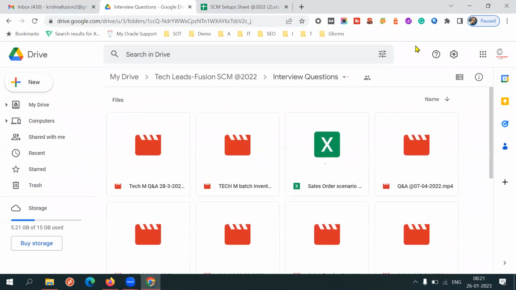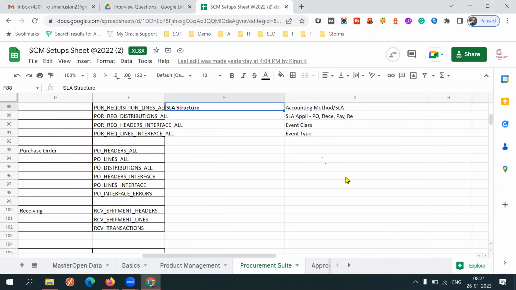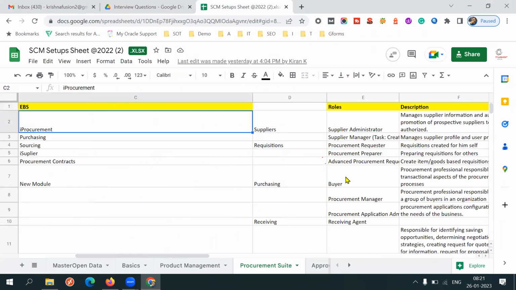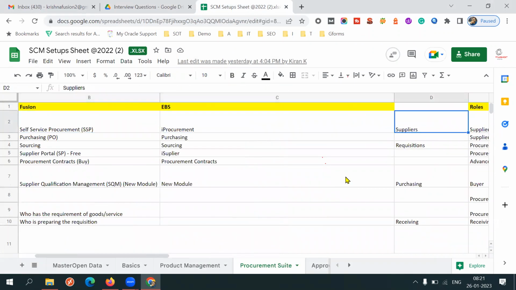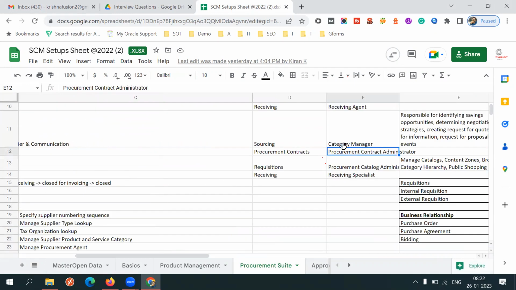Sir, I have a question. What are the roles required for procurement contracts? It's there in the procurement contract administrator. I mentioned the roles information on top of every sheet on the right hand side. See here. Okay, sir. Okay, thanks.